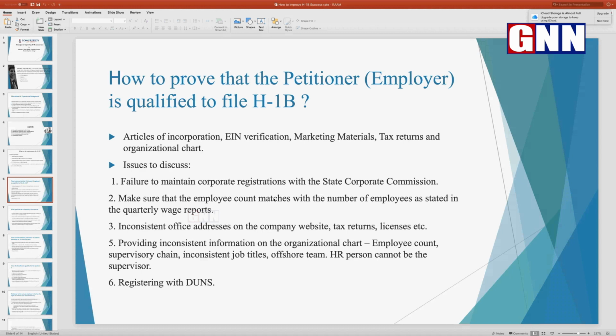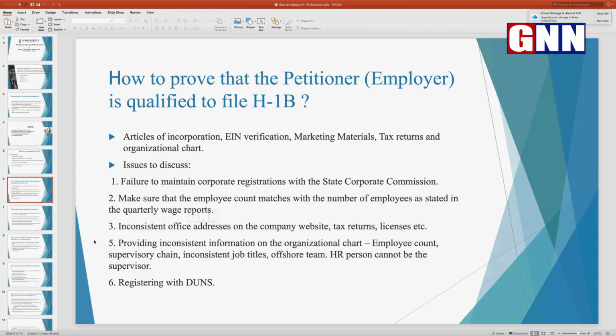The third issue that I see regularly is inconsistent office addresses. Some employers have one address listed on their website and another address listed on their tax returns and licenses. If there is any discrepancy, then USCIS will issue an RFE regarding the same.